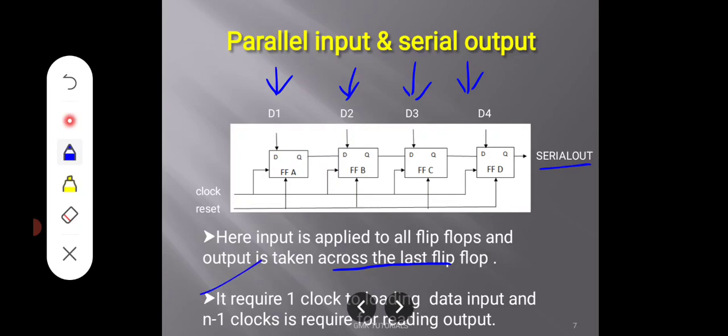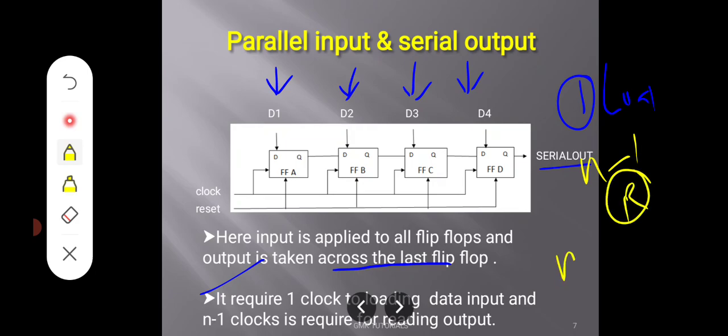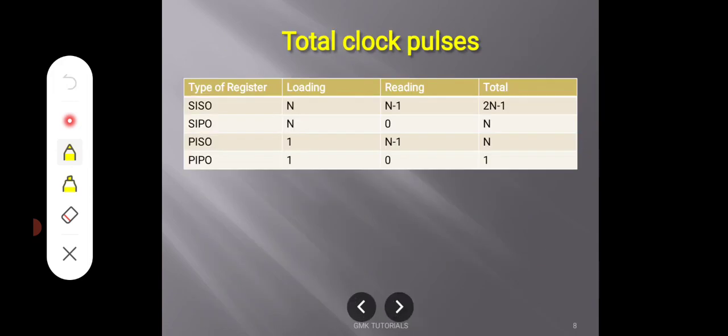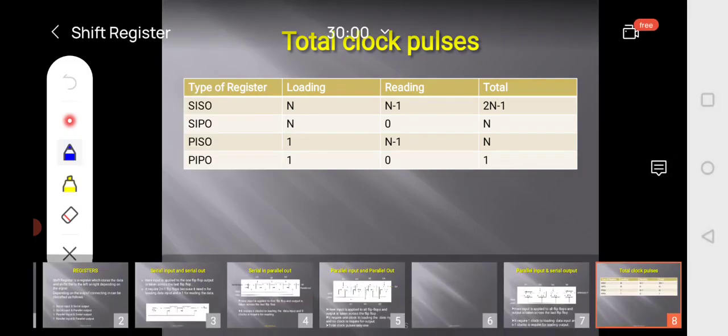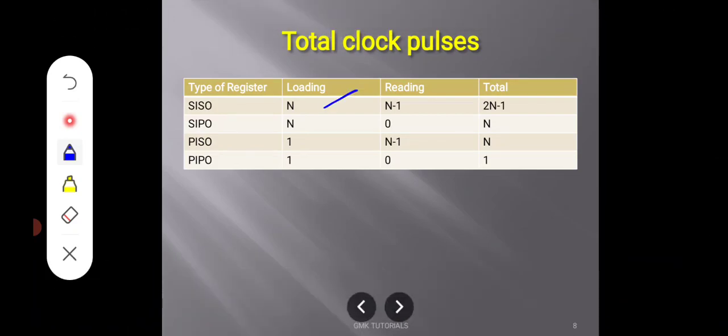Therefore it requires only 1 clock to load the data and n-1 clocks are required to read the data. So 1 for load and n-1 for read. Therefore the total number of clock signals is equal to n only, right? So from this we can generalize all the categories as the total number of clock pulses. For SISO, for loading the data, n clock signals are needed and n-1 for reading. So the total number of clock signals is equal to 2n-1.